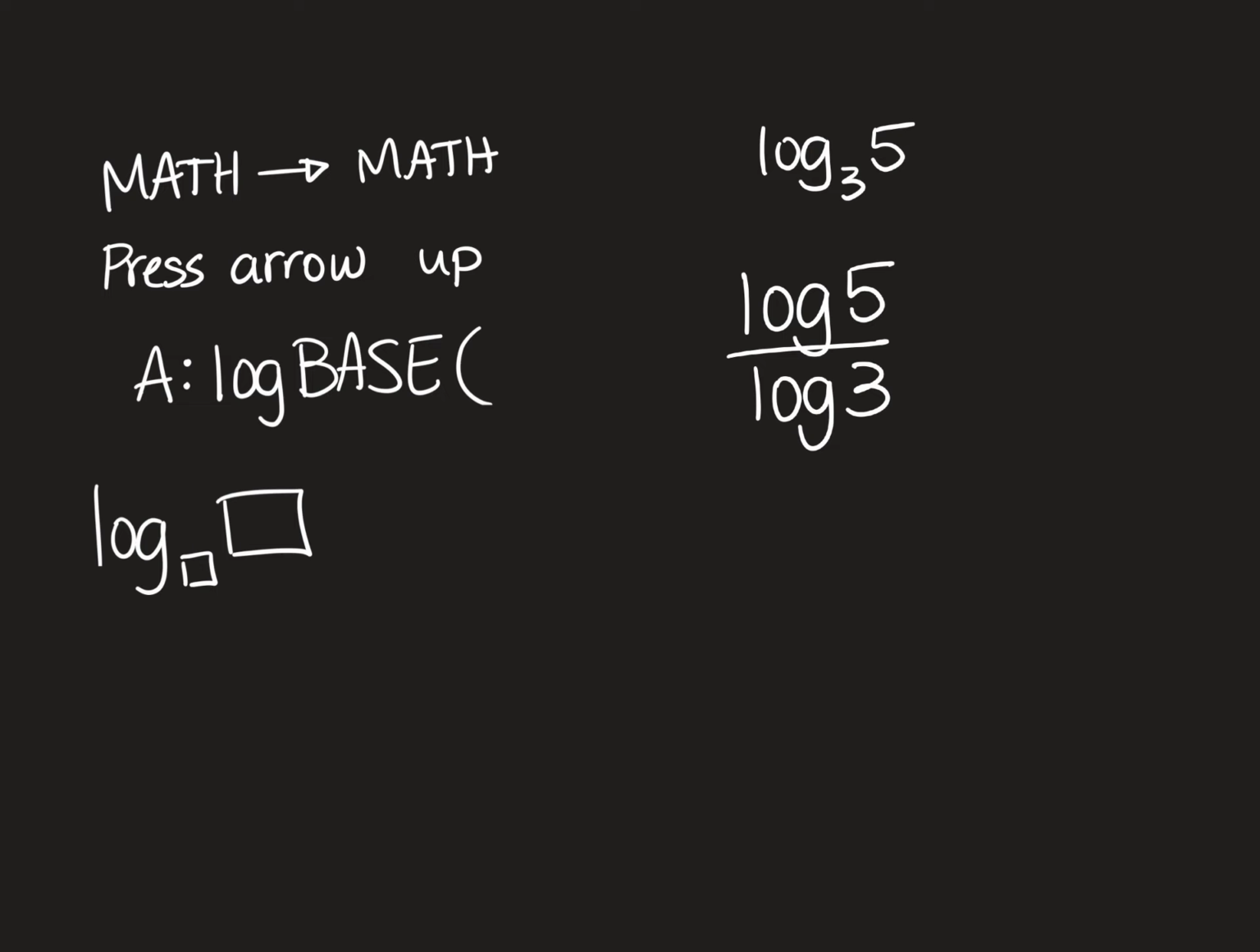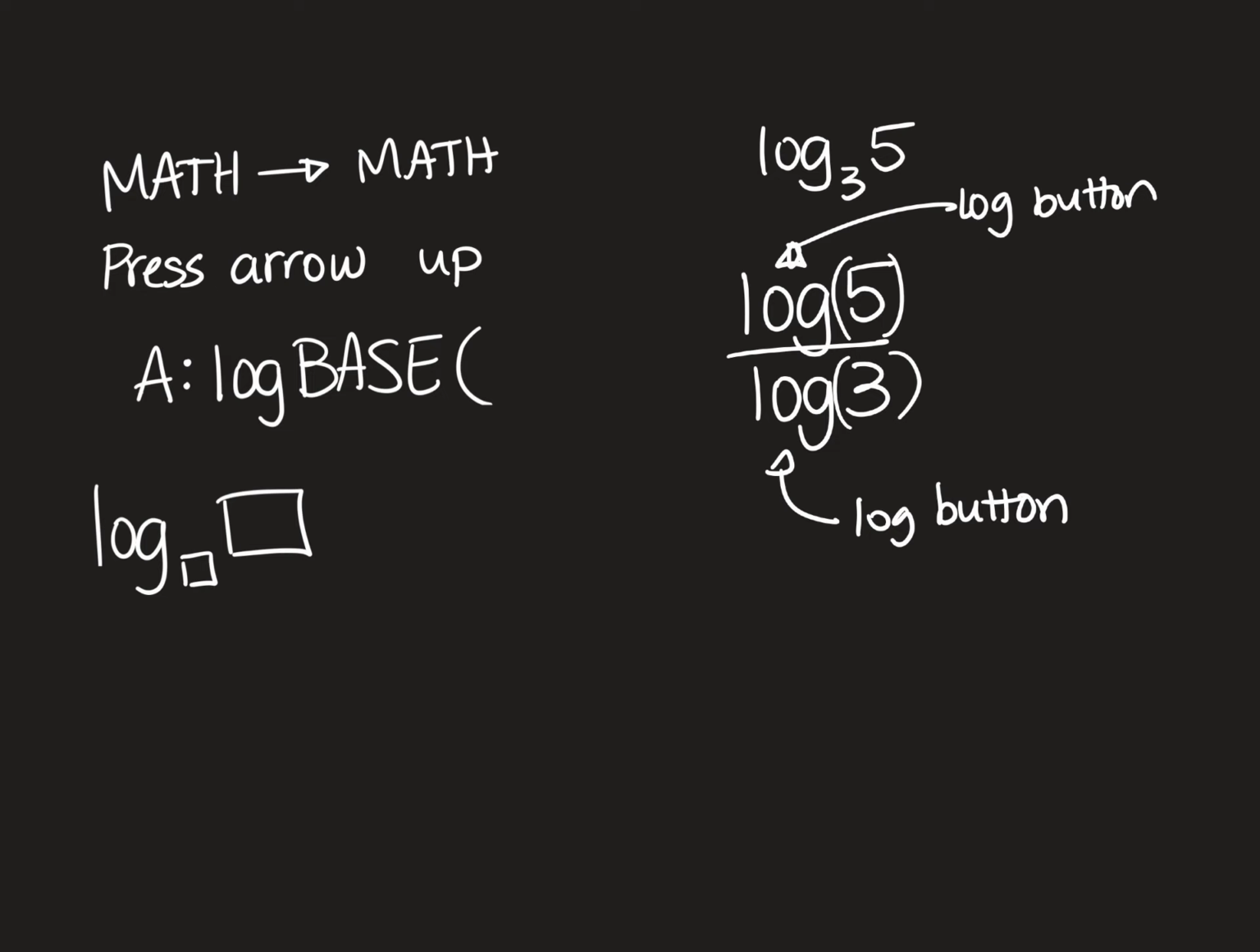Now, the log button, that's what this is. This is the log button on your calculator. You should be able to find that log button. It's on the left-hand side of your calculator. I think it's right next to the 7. So you would press log, and then enter 5, close parentheses, divided by log, enter 3, and close parentheses. And that's another way to evaluate it.